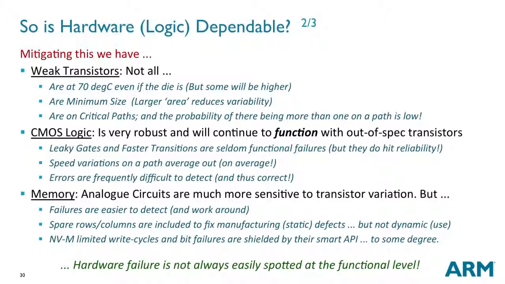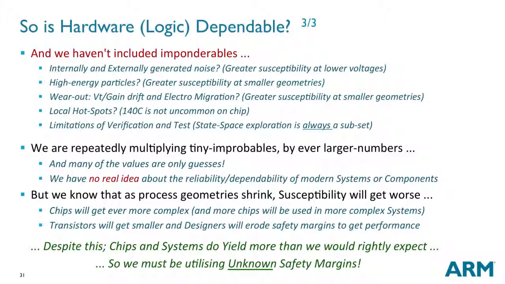They actually wear out. But CMOS logic is very tough. And memory, which is much more sensitive to variation, also has inherent repair mechanisms built in. So they're much more robust. But the news about all of those is, whereas they are more robust, it's very difficult to say how robust they are. So you don't have a perfect situation, you just have a more robust situation. And there's a lot of imponderables that we haven't included. And so, generally speaking, we should be very surprised when any of these complex systems work.